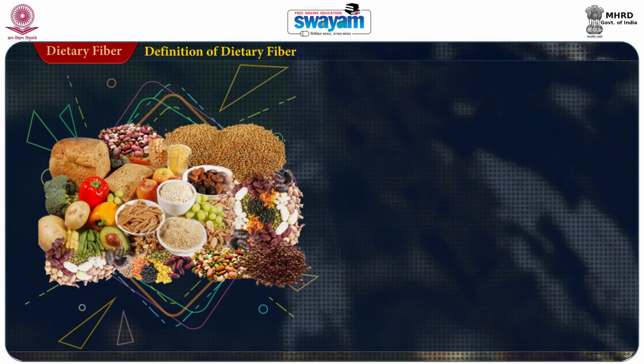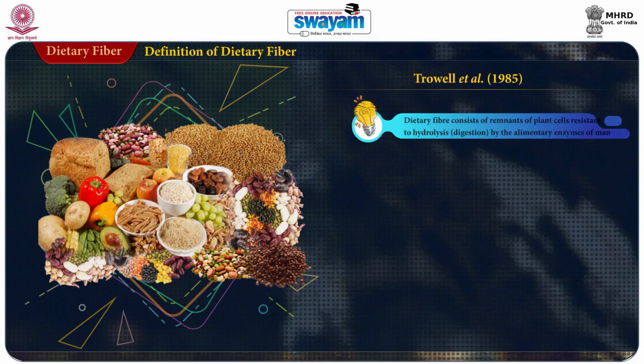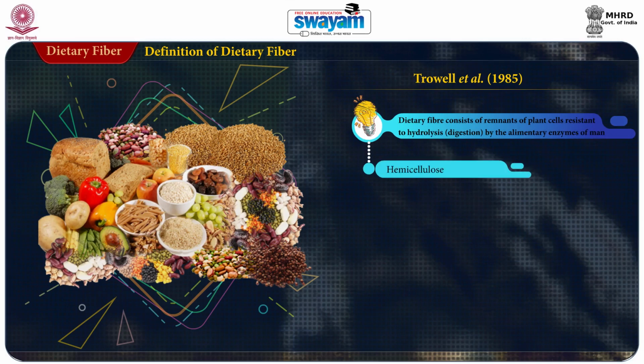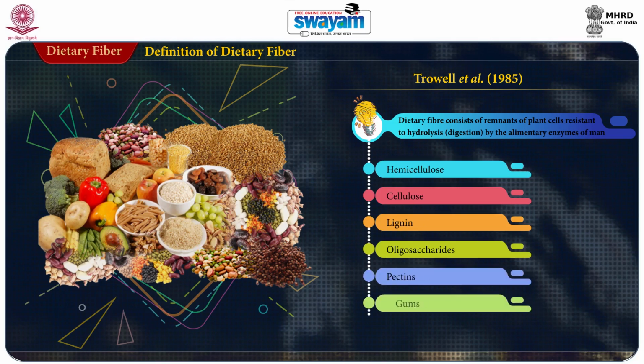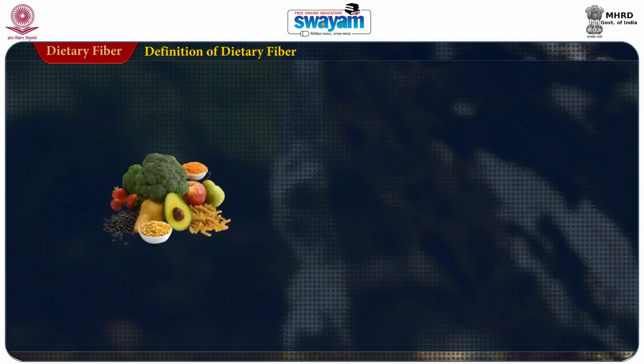Let us now understand the different definitions of dietary fiber. Trowell et al. in 1985 described and defined dietary fiber. Dietary fiber consists of remnants of plant cells resistant to hydrolysis by elementary enzymes of man, whose components are hemicellulose, cellulose, lignin, oligosaccharides, pectins, gums, and waxes.